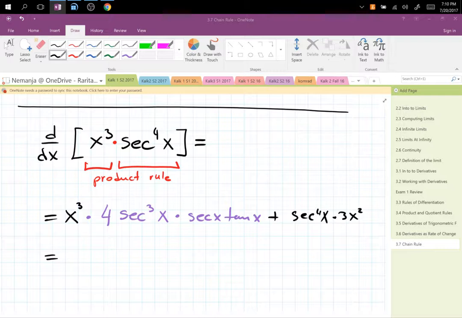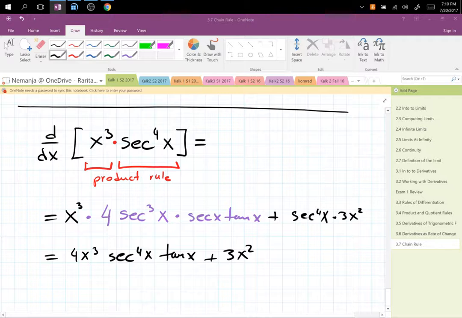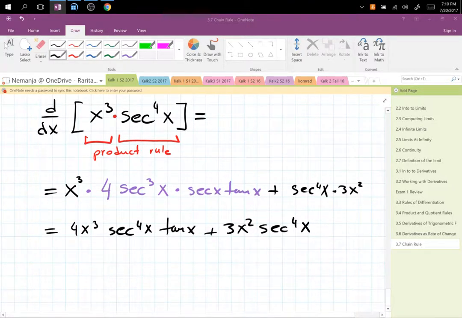Great. So now put everything together. We have 4x cubed secant to the 4th x tangent x plus 3x squared secant to the 4th x. What can I factor? Good. And what's left?